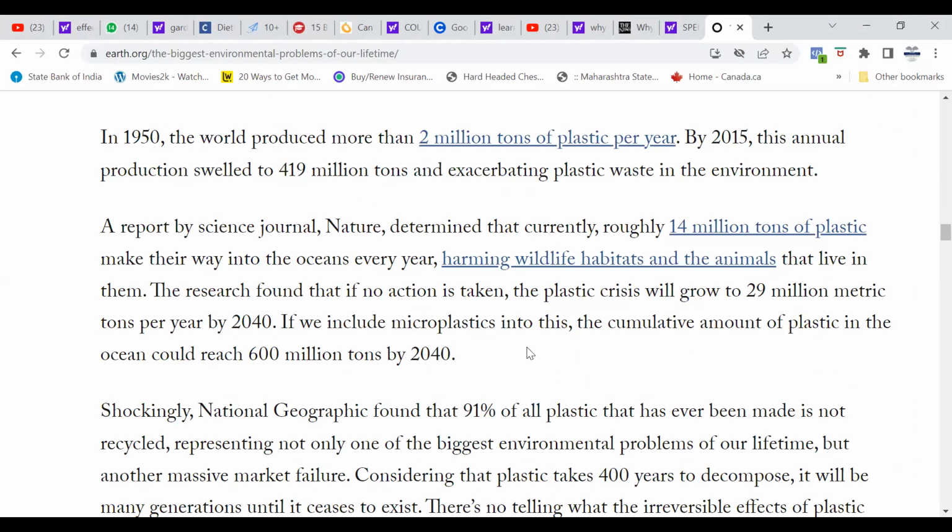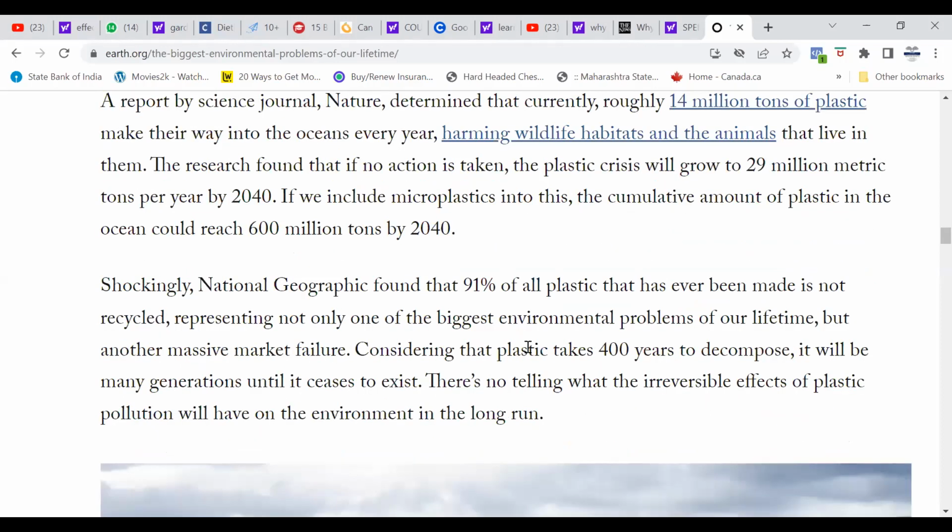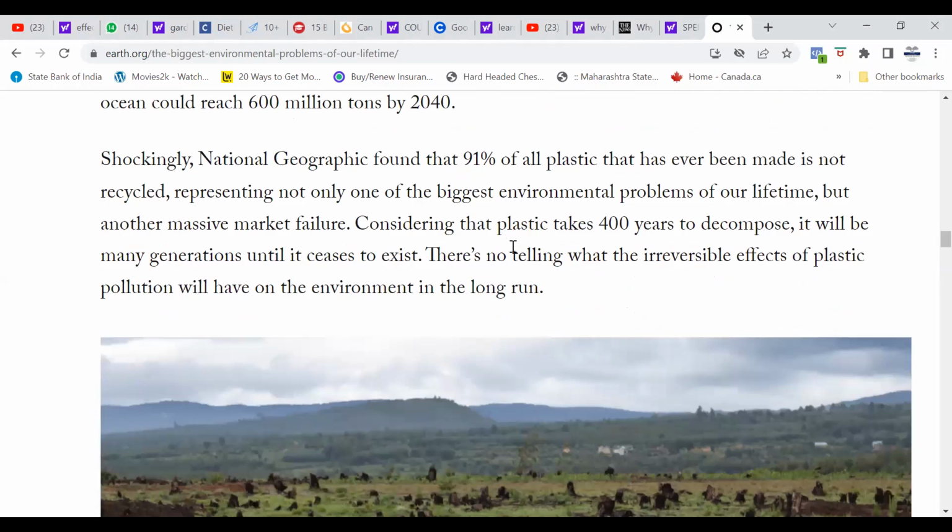Microplastic is another problem. Micro is like very small, tiny plastic. It comes into our blood also now, through the fish. And see this: there's no telling what the irreversible effects of plastic are. You understand irreversible? Ir means not. Irreversible is something which is not reversible. Now, what is not reversible? Our age. Can you reverse it? No. Very sad.